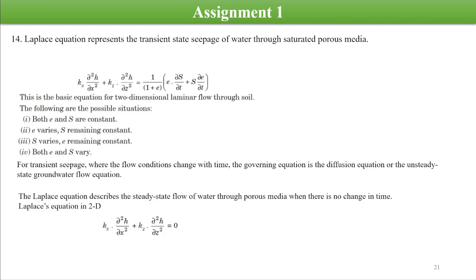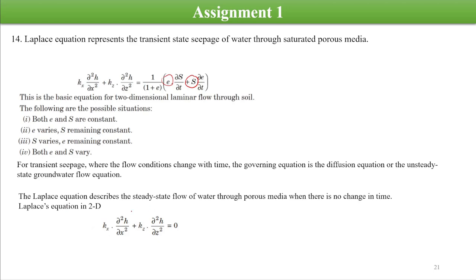If you see the more generalized form of the equation, kx ∂²h/∂x² plus kz ∂²h/∂z² is equal to 1/(1+e) times (e ∂S/∂t plus S ∂e/∂t). This equation can have four possible situations: void ratio and degree of saturation both constant; e varies and S remains constant; S varies and e remains constant; and both e and S varying.